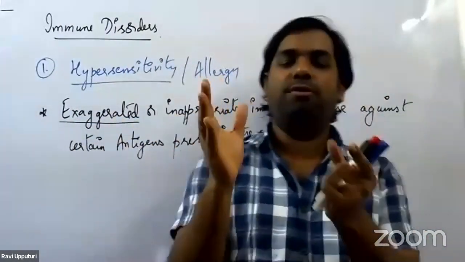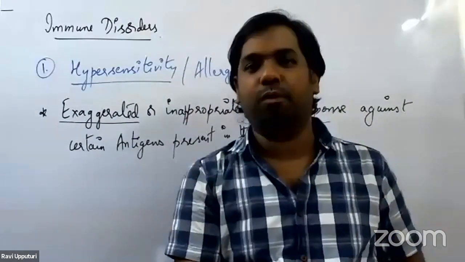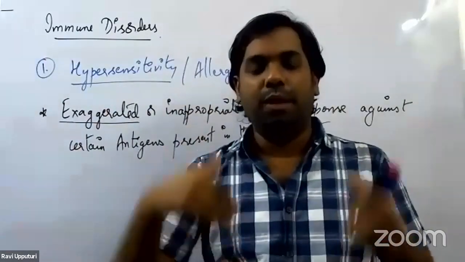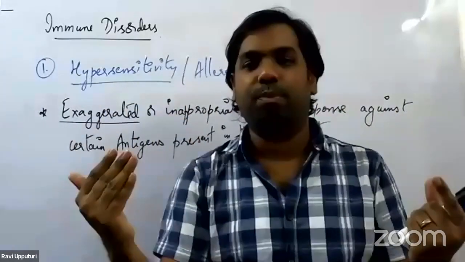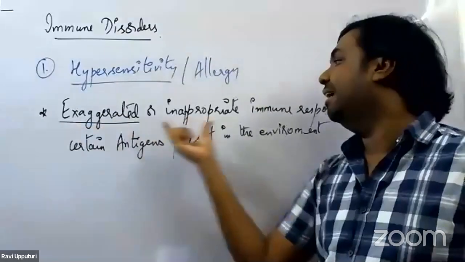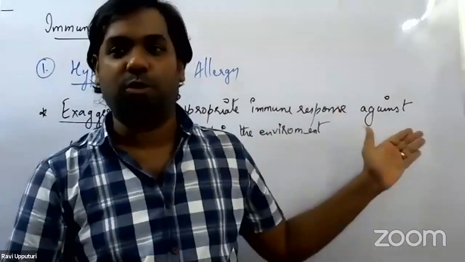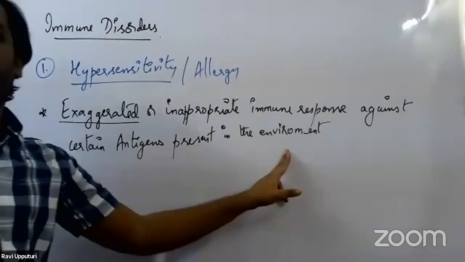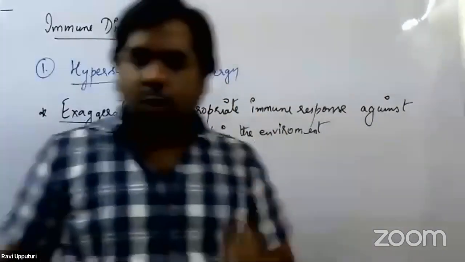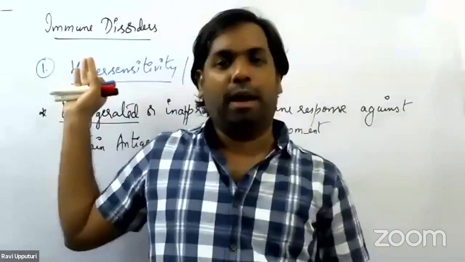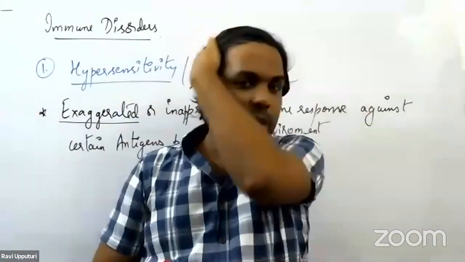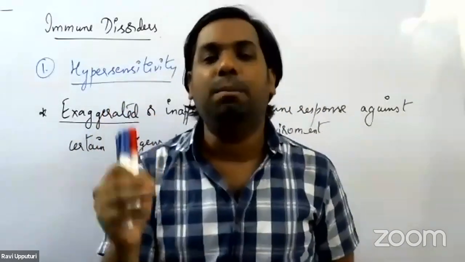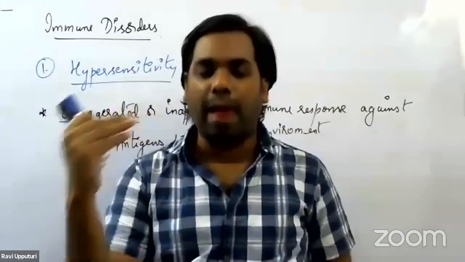Inappropriate, because so much of that immune response is actually not required, right? Even though such a very high immune response is not required, the immune system will start functioning that way. That we start calling an exaggerated or inappropriate immune response against what? Against certain antigens that are present in the environment, right? So what exactly does this hypersensitivity mean? Hypersensitivity could be defined as the inappropriate or exaggerated immune response against a particular antigen, right?